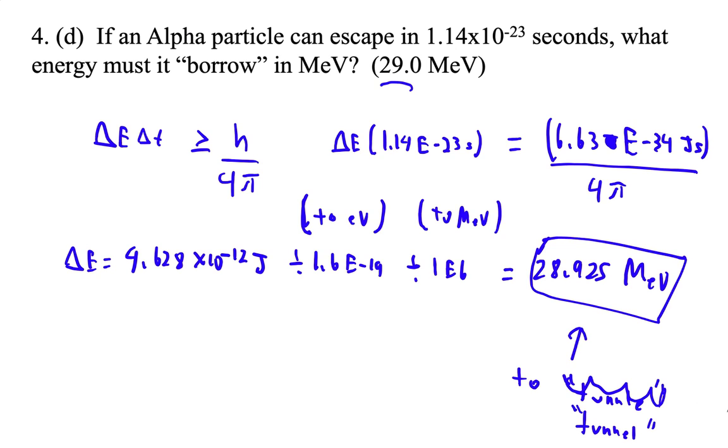Okay, that's the energy it needs to tunnel through the potential barrier, right? It's bound in the electron. It has to violate conservation of energy to actually escape.